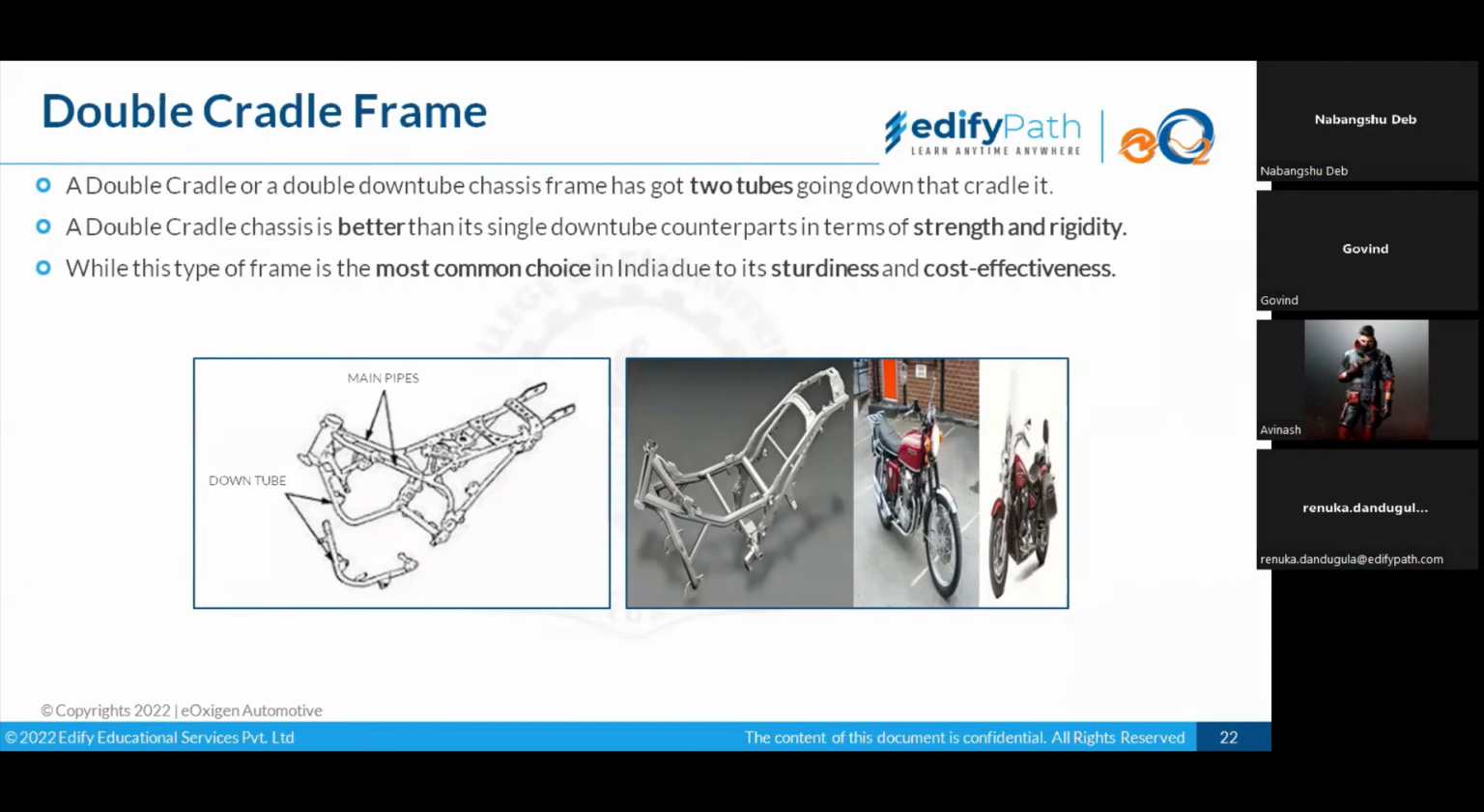Why do we need sturdiness in Indian conditions? Because everyone knows that the road conditions are not good everywhere. Even if the highways are good, in the city or during the rainy season you would have a lot of potholes on the roads, which brings stress on the vehicle or the chassis. If it is not robust, with time it could result in a breakdown. So this double cradle is more useful for our conditions, because it is sturdy and at the same time cost effective.